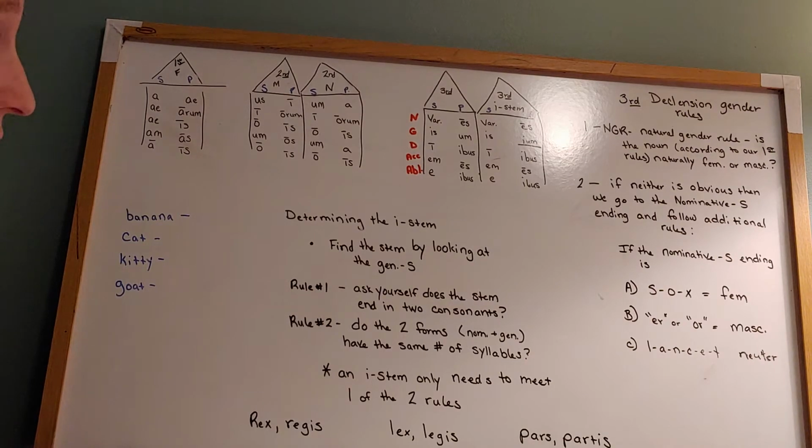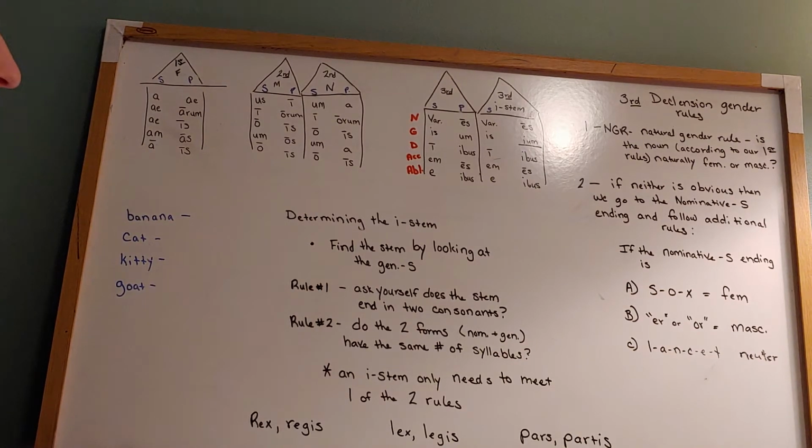Now, to determine what gender our words are in the third declension, we need to follow some rules. And the first rule is the natural gender rule. That's basically the rules that we learned the first week of Latin: if the noun is naturally feminine or masculine, then that's what it is.